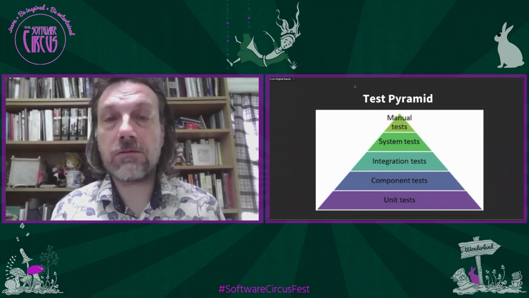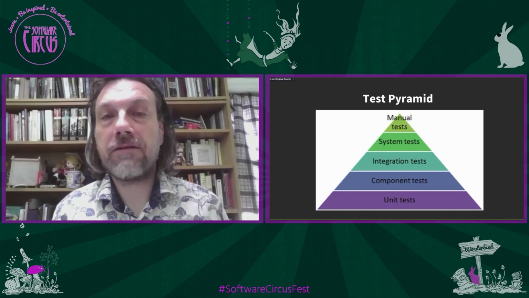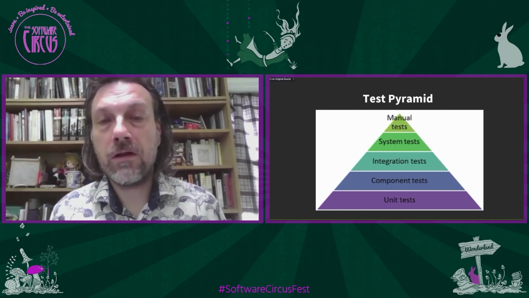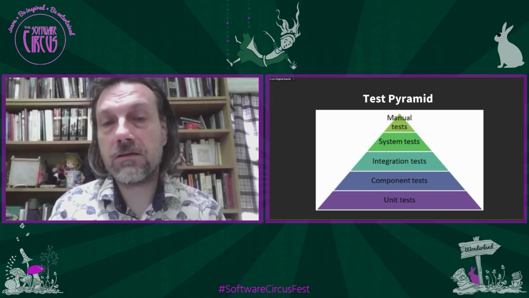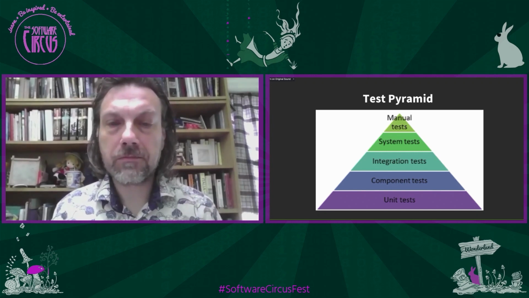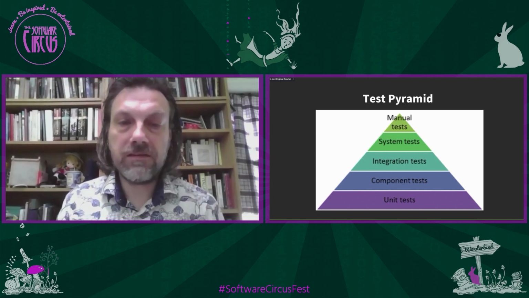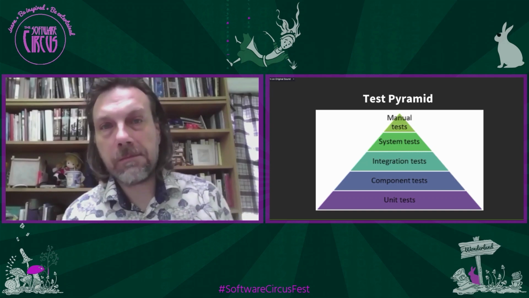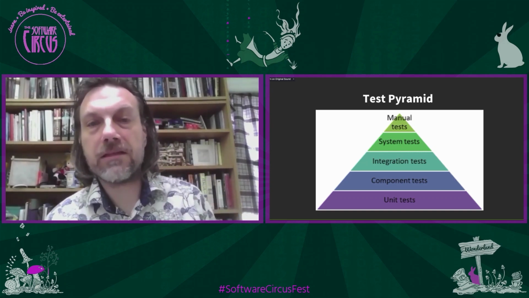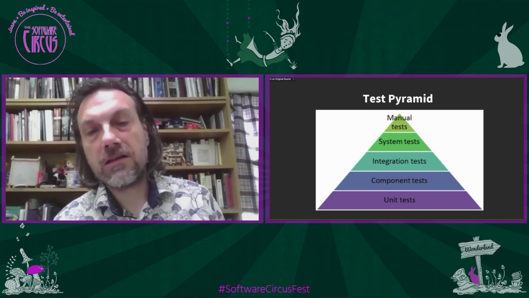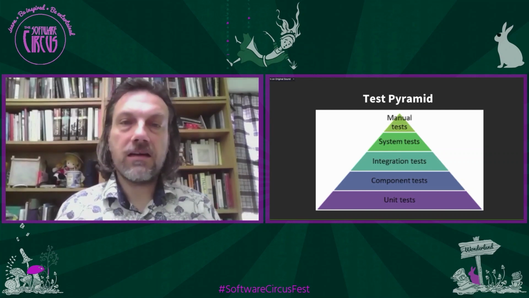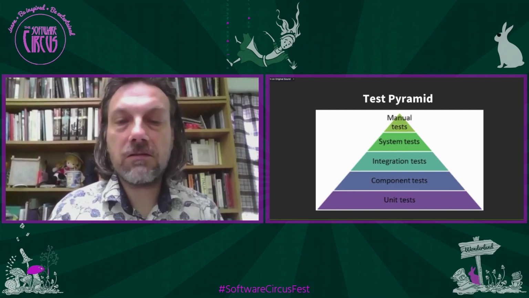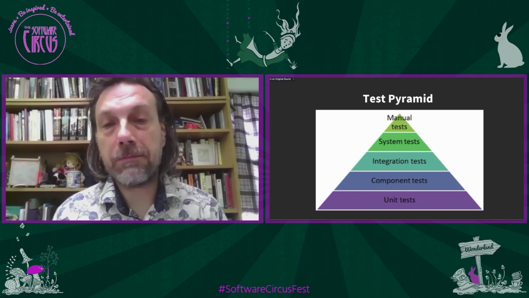And especially the last one, the manual test, should be something that we only want to use for exploratory testing, not to actually test regression. But even if this pyramid is correct, there's nothing wrong here, it can be a bit misleading because it can give the idea that we want to start with unit tests and then go up and up.